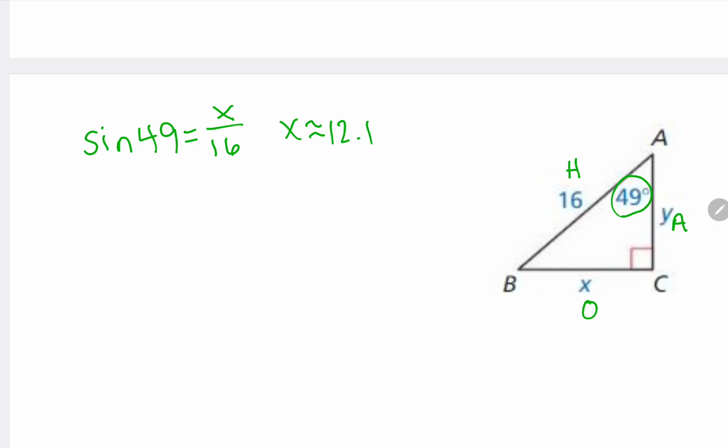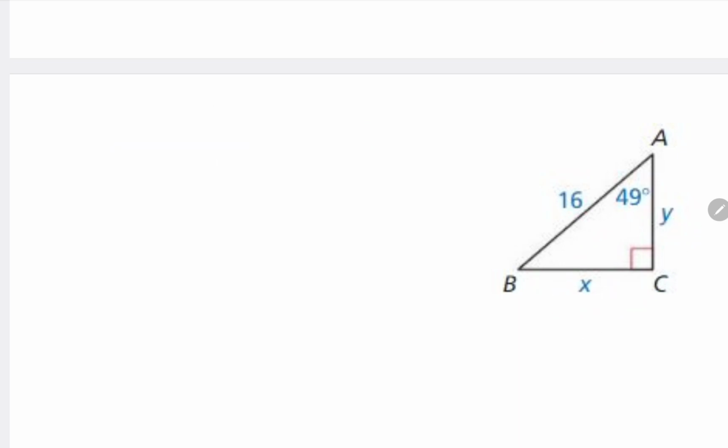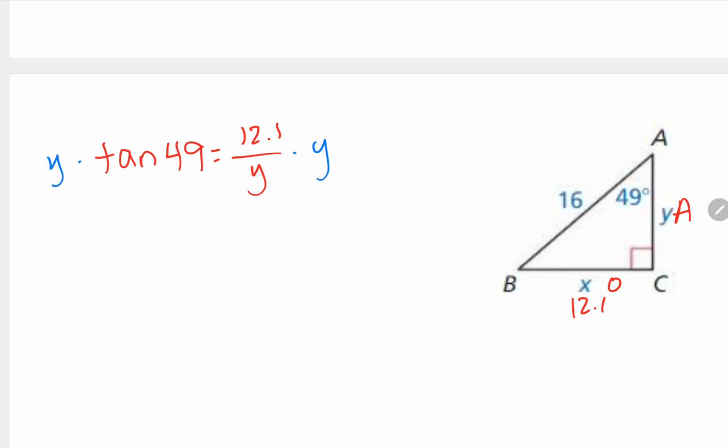And then if I'm looking for y, that's adjacent over hypotenuse. Or I could, now that I know x is about 12.1, I could use tangent. Easier to use cosine, but I could, oh man, didn't mean to erase all that. Let me write it in real fast. This was 12.1. This was adjacent. I could use tangent here now that I know that opposite is 12.1. I could say tangent of 49 is opposite over adjacent. And then I could solve it the long way by multiplying by y.